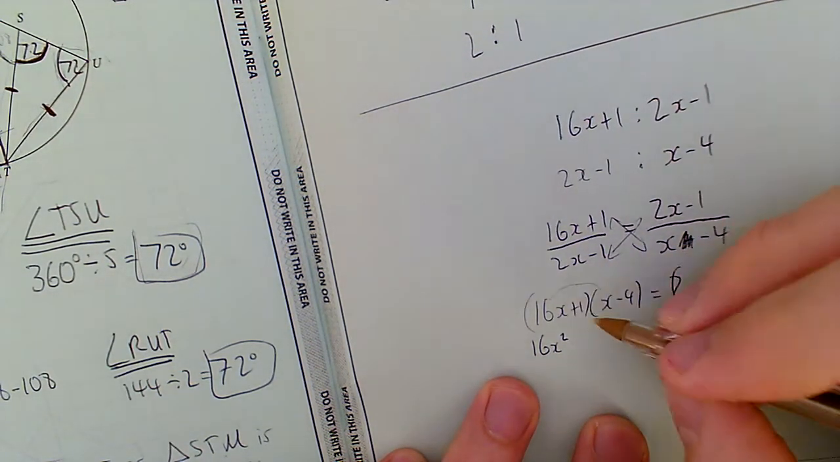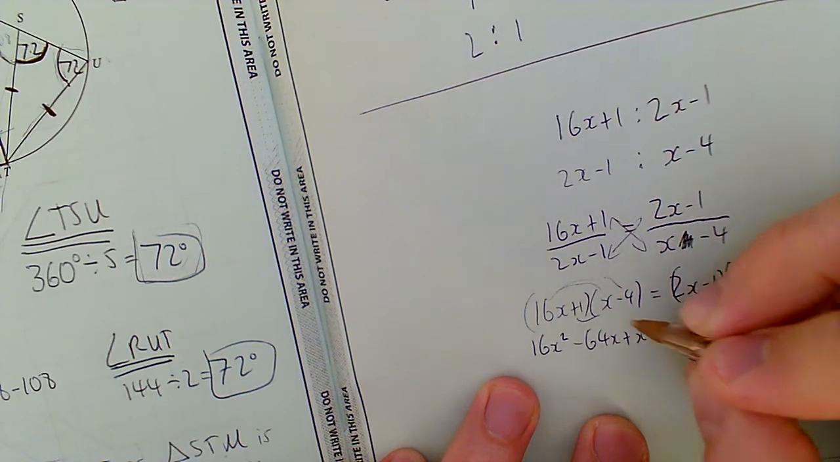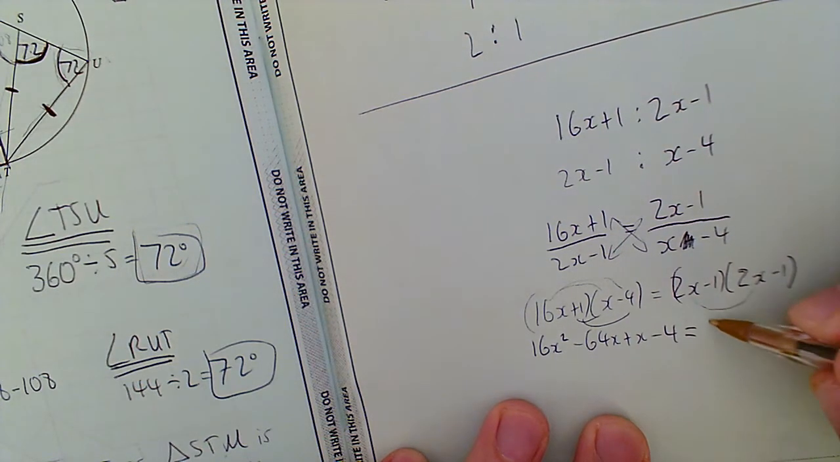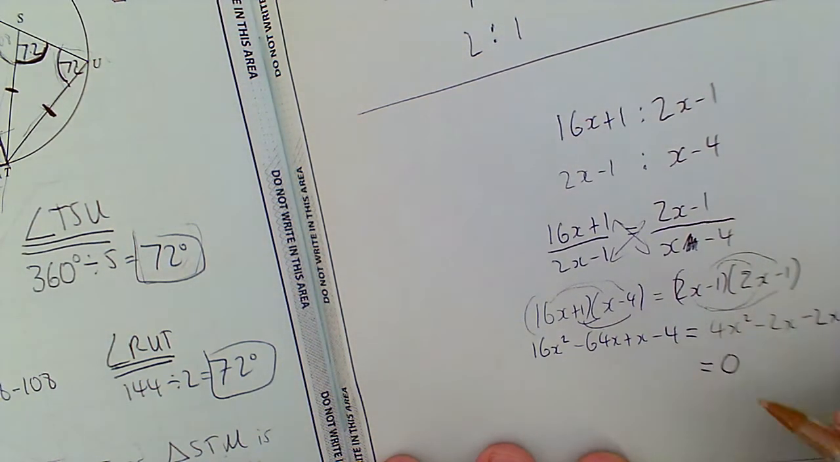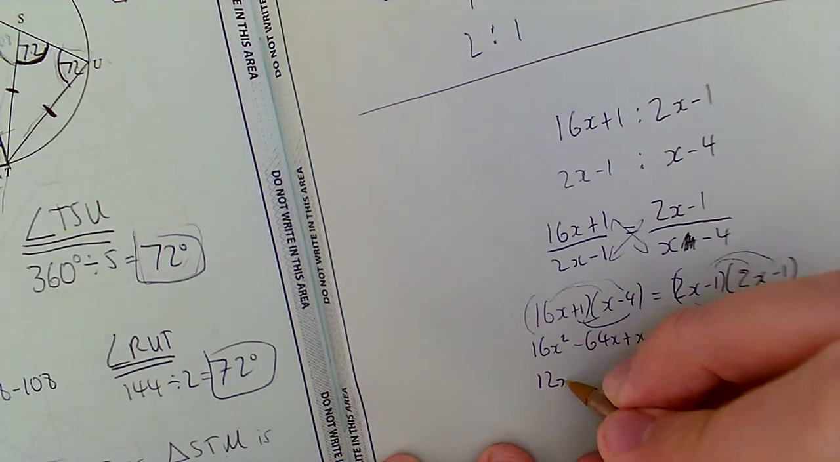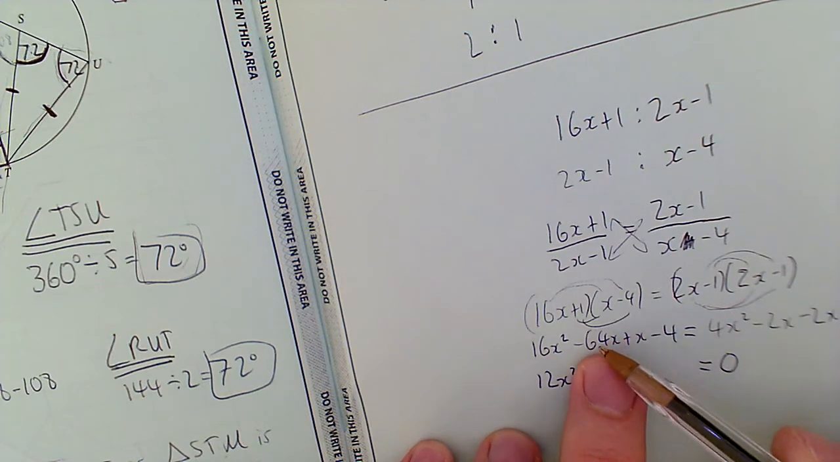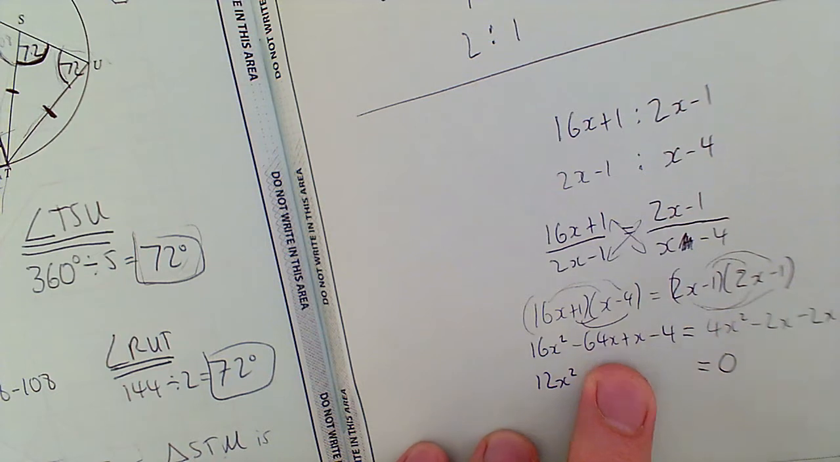So I've got 16x squared minus 64x plus x minus 4 is equal to, and if I expand these brackets, 4x squared minus 2x minus 2x plus 1. Okay, to make one side equal to 0, I'm going to subtract 4x from both sides, which makes this 12x squared. This simplified would be minus 63x, and that would be minus 4x.